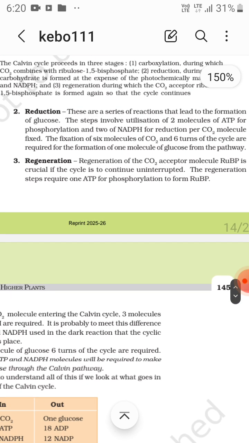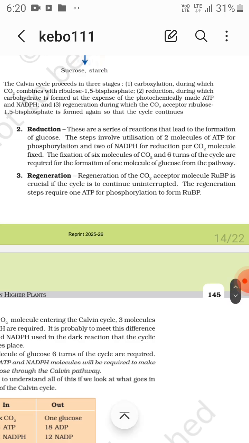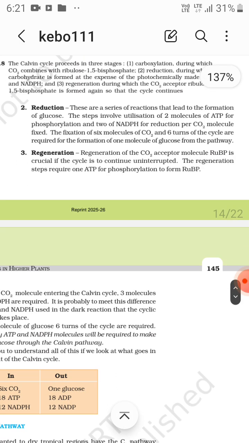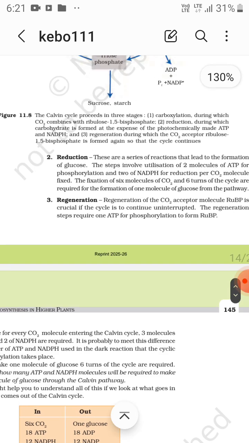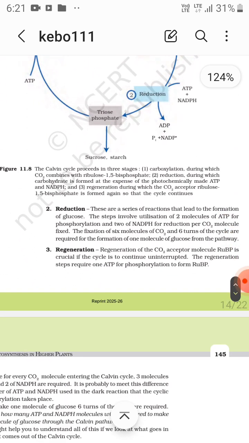Now regeneration. Regeneration of the CO2 acceptor molecule RuBP is crucial if the cycle is to continue uninterrupted. The regeneration step requires 1 ATP for phosphorylation to form RuBP. So carboxylation is the first step, then reduction, and then regeneration.